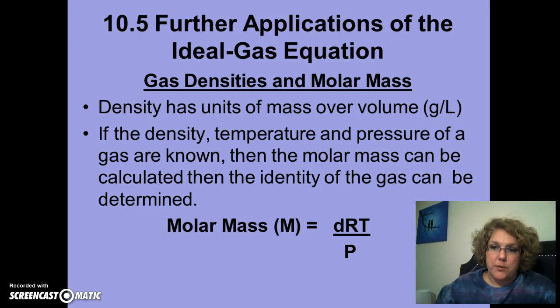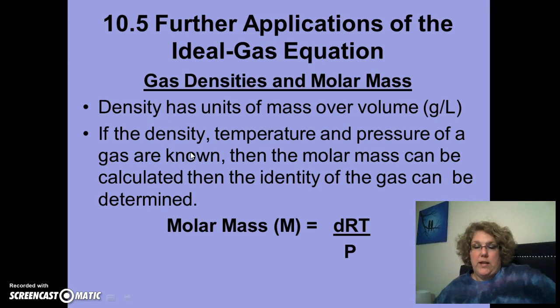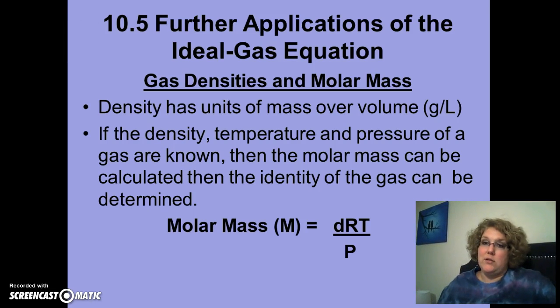All right, further applications of the ideal gas equation. With a little bit of algebra that I won't bore you with, you can take PV = nRT and rearrange it and get it to include density. And so if we know the density, the temperature, and the pressure of the gas, we can go so far as to figuring out the molar mass of the gas, which can then lead us to the identity of the gas, as we've already done before for molar mass.